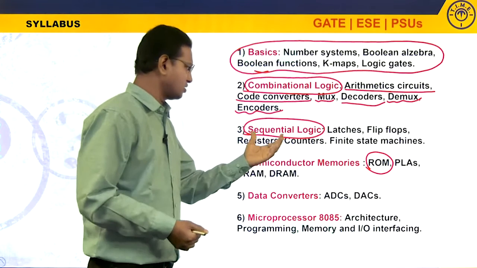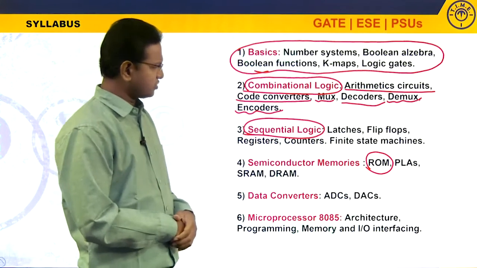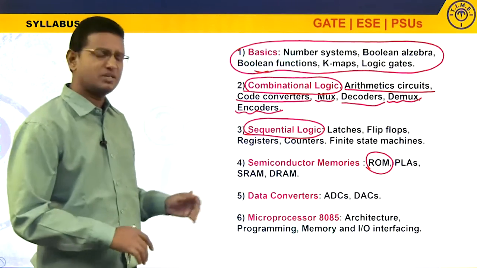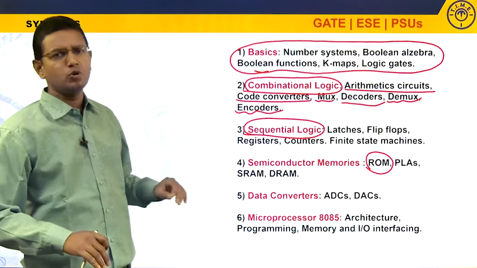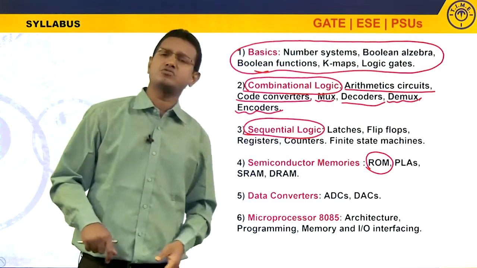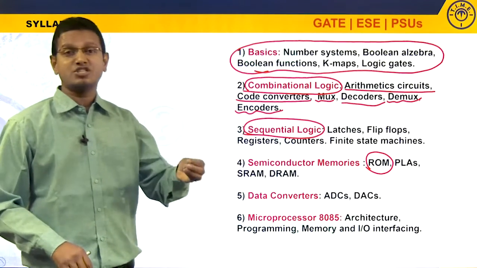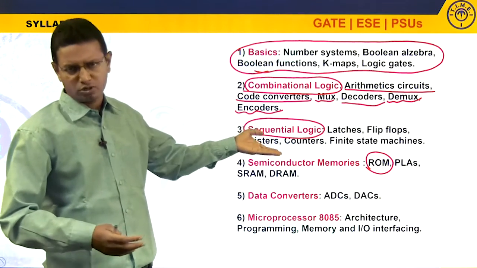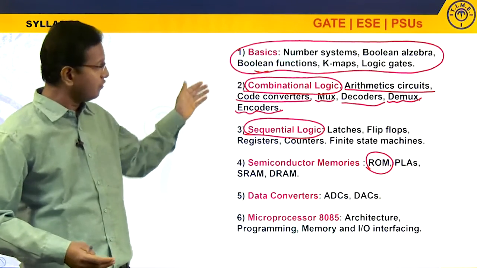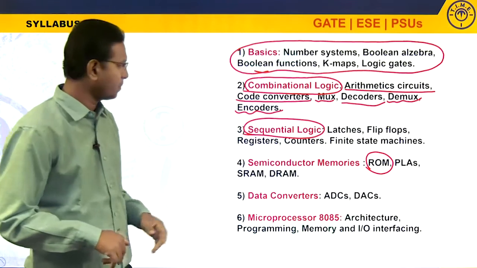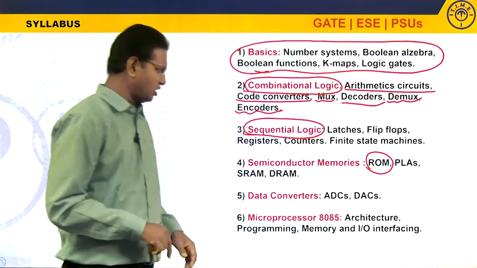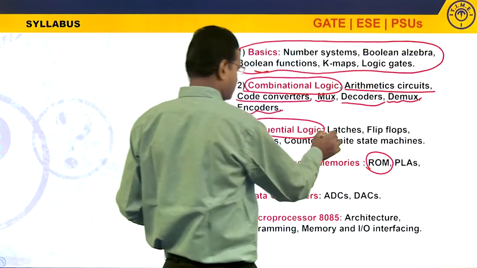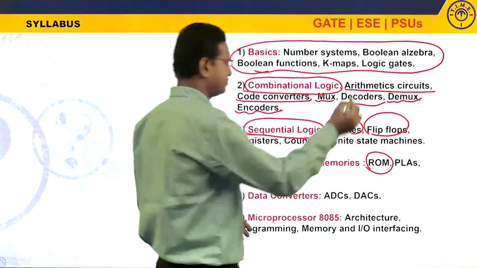Now coming to the sequential part. Sequential circuits, as I told, are basically memory circuits. They are pure memory circuits, and the basic building blocks of sequential logic circuits are latches and flip-flops, or simply you can call them memory elements. So the memory elements form the basic building blocks of sequential circuits, and the basic building blocks of combinational circuits are logic gates.